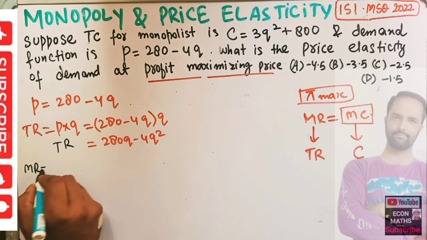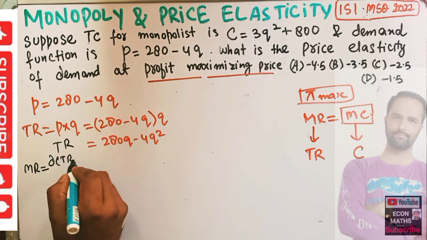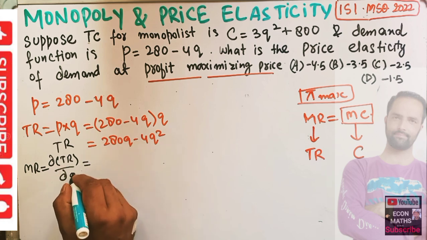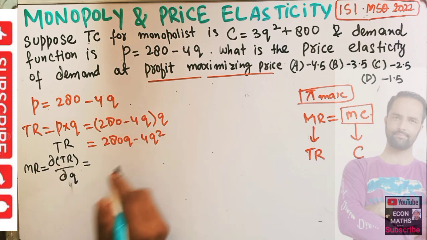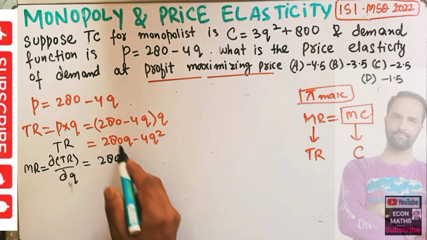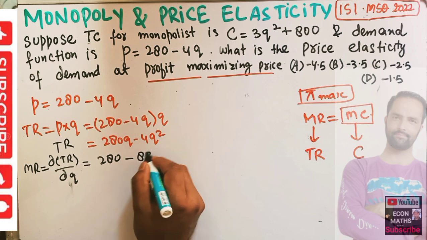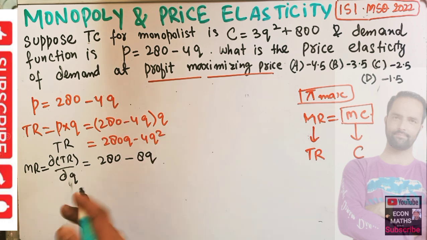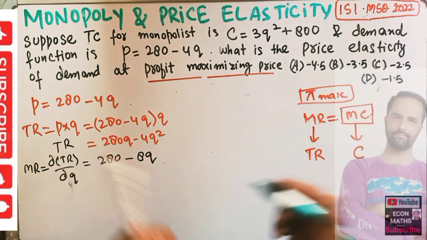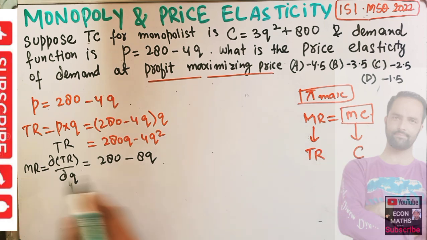Now marginal revenue is simply the derivative of total revenue with respect to output. Taking the derivative of this function with respect to quantity gives us marginal revenue. So the derivative of Q is 1. We are left with 280 minus 4 twos are 8Q. I have explained how we do the differentiation, so I will not go into the details. I have limited time this time, as I have to do other stuff. So this is our marginal revenue.